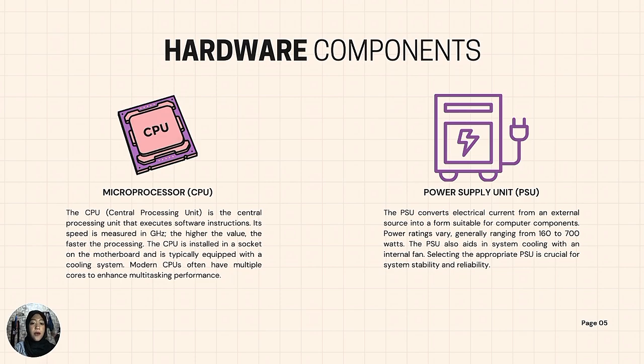3. Microprocessor or CPU. The CPU is the brain of the computer. It does all the thinking and processing of data and commands. 4. Power supply unit. The power supply unit gives power to all parts of the computer by changing electricity into the right form.